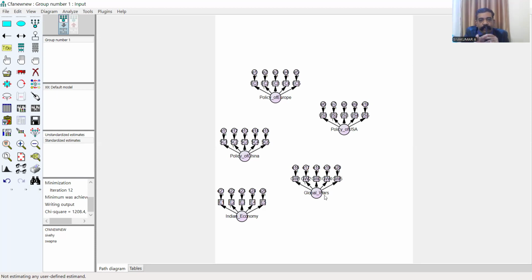Now we have to proceed with the structural modeling. You have to think about the relationship and draw arrow marks, single arrow or double arrow, between the constructs, between the factors, five factors available. That is known as structural modeling. Yes, the policy of Europe has a relationship with global wars. Then please click on this tool, the single-headed arrow, and drag it from policy of Europe to global wars.